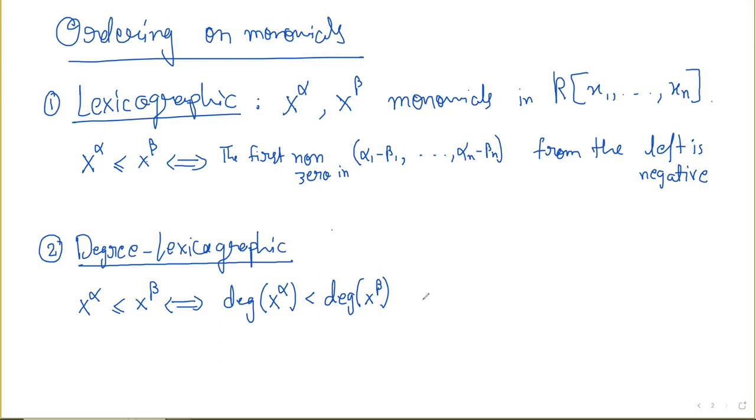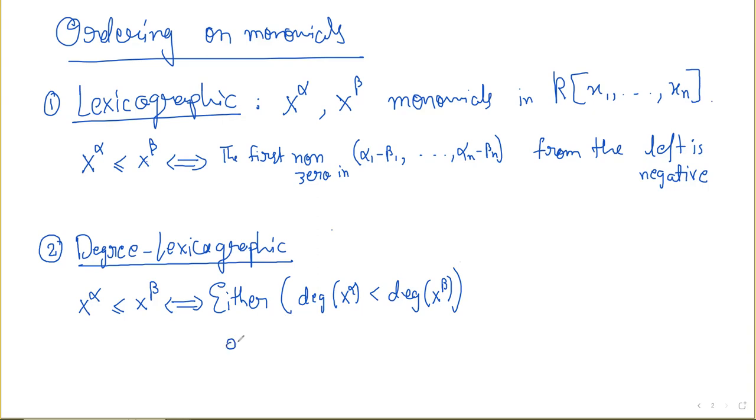And then there should be something. If it is equal, then you apply lexicography. So that's the point. Now I would say it like this: first condition and then second condition. So either the degree of x to the power alpha is less than, and here you are saying strictly less than. I can understand there is a reason why we are putting strict here.